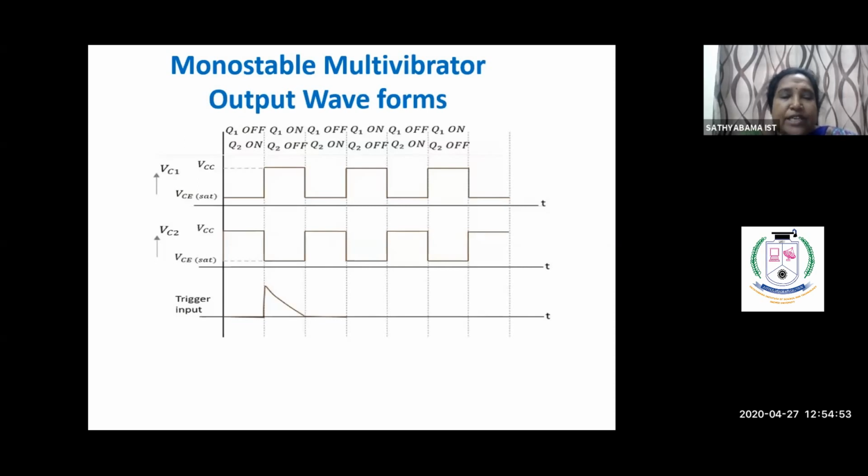Now we want to change the state, so we have to give the trigger input. When we provide this trigger input, what will happen? The Q1 transistor is switched on and the Q2 transistor is switched off. Again it goes back to the original state. Once you provide another trigger input, this will change the state again. So this is the concept of the monostable multivibrator.